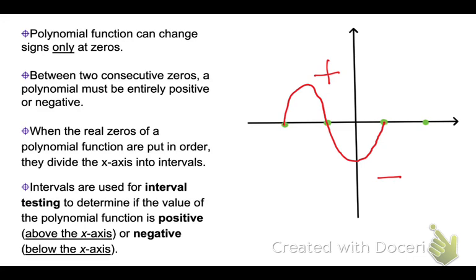When all zeros of a polynomial function are put in order, they divide the x-axis into intervals. So one interval is here. One interval is here. One interval is there. One is here. And one is here. I had 4 zeros, so how many intervals did that make? 5.